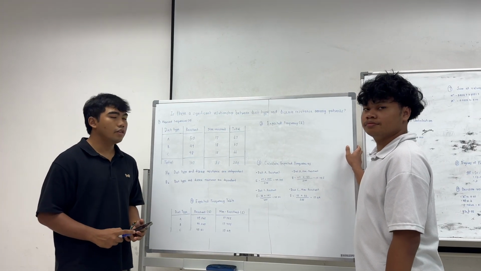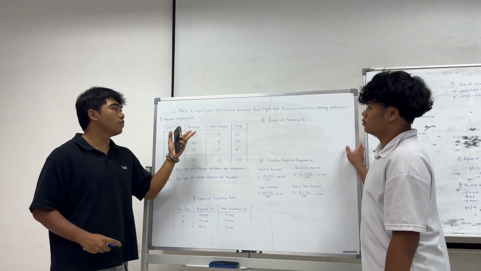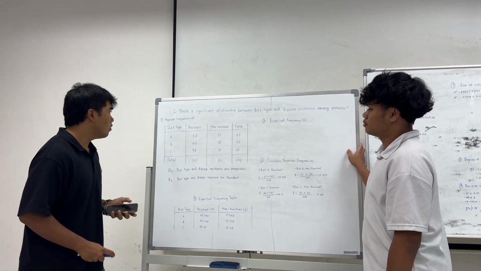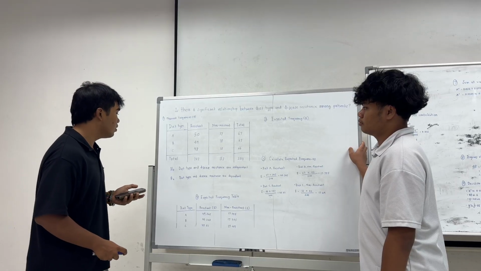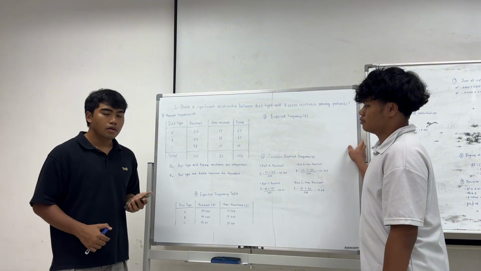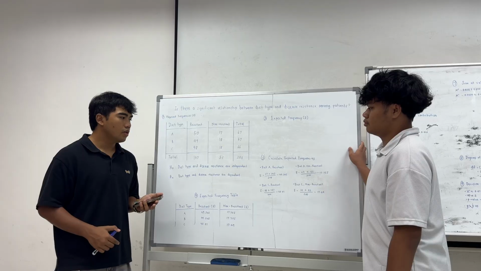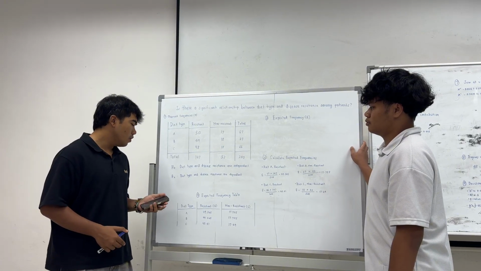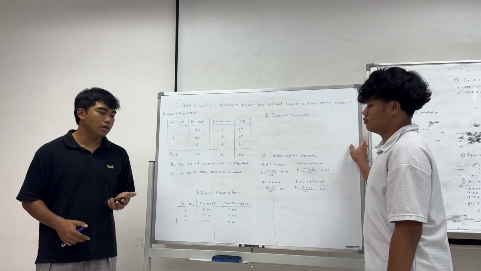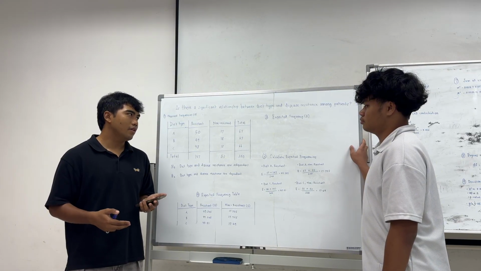So let's move on to the data analysis. So this is the research question. Is there a significant relationship between diet type and disease resistance among patients? So let's move on to the observed frequency. Oh, before I forget, the null hypothesis is diet type and disease resistance are independent, which means there is no relationship. For the alternative hypothesis, diet type and disease resistance are dependent, which means there is a relationship.